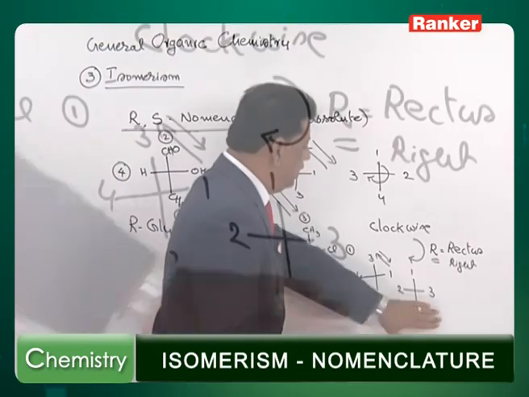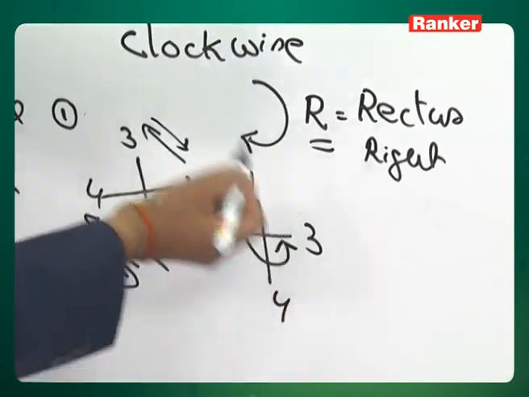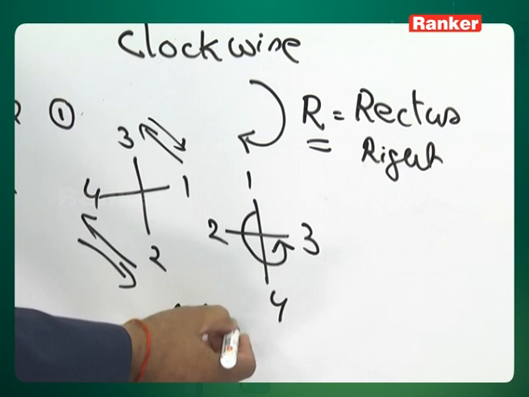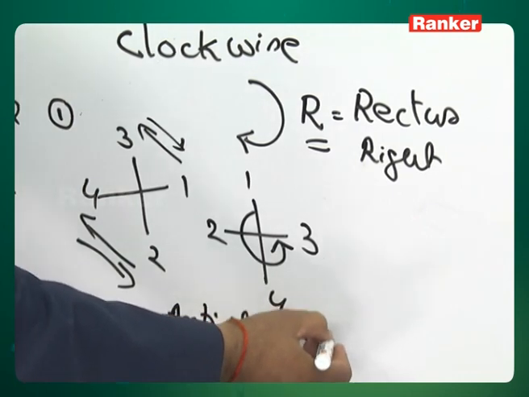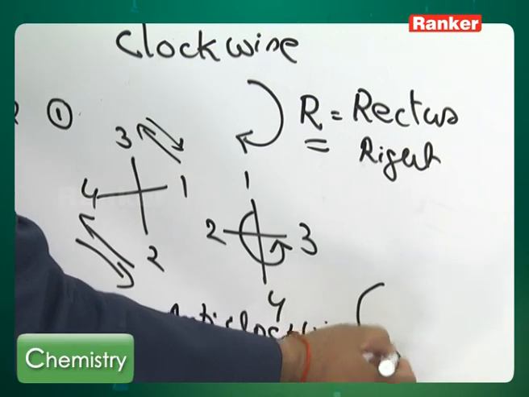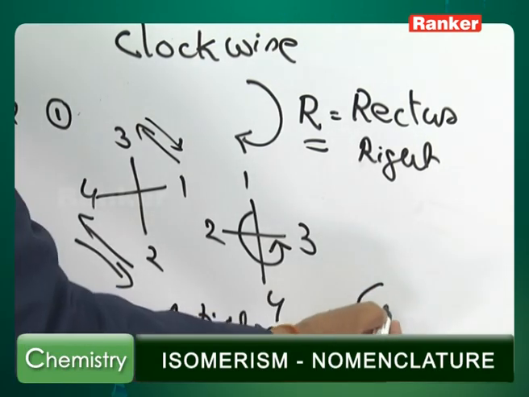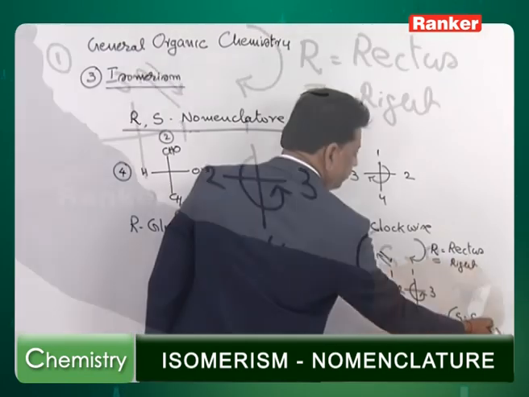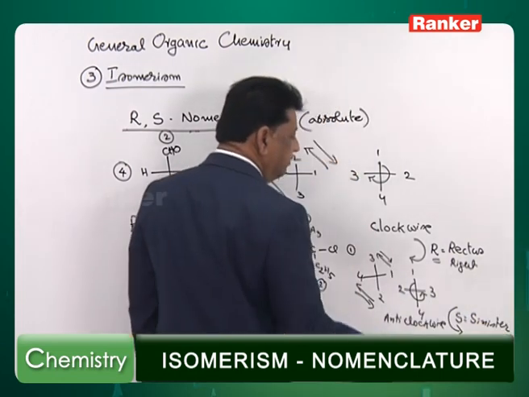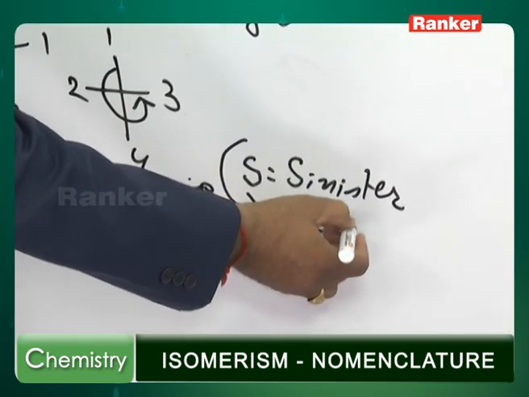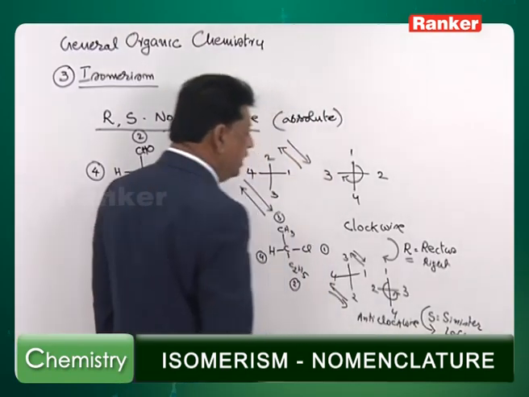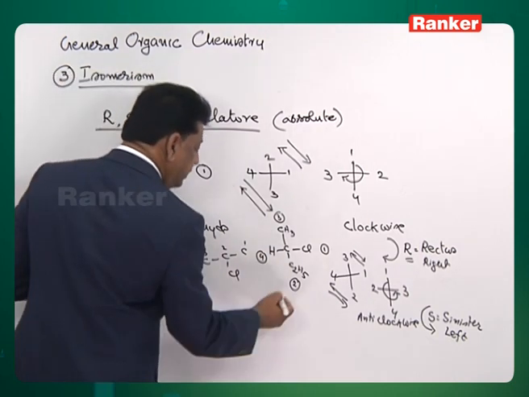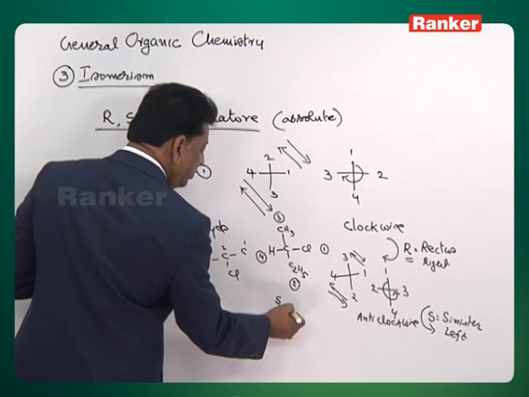Now leave the 4, read 1, 2, 3. It goes right-hand side, then left-hand side. Whenever it goes anti-clockwise, as this is anti-clockwise, it means it is going left side, so therefore it is called S. Instead of L we are using S, which stands for sinister. Sinister in the German language has the meaning left-handed. The compound is left-handed, so therefore I am using S. So this compound is now S-2-chlorobutane.